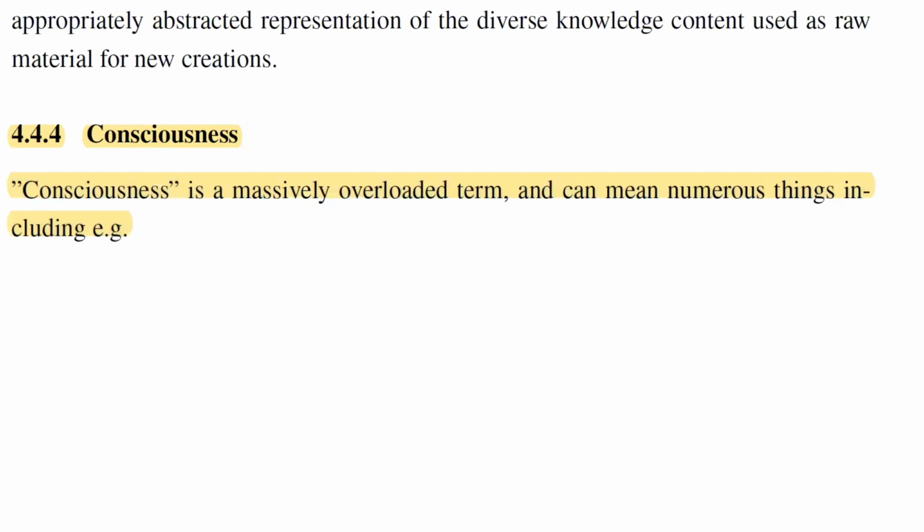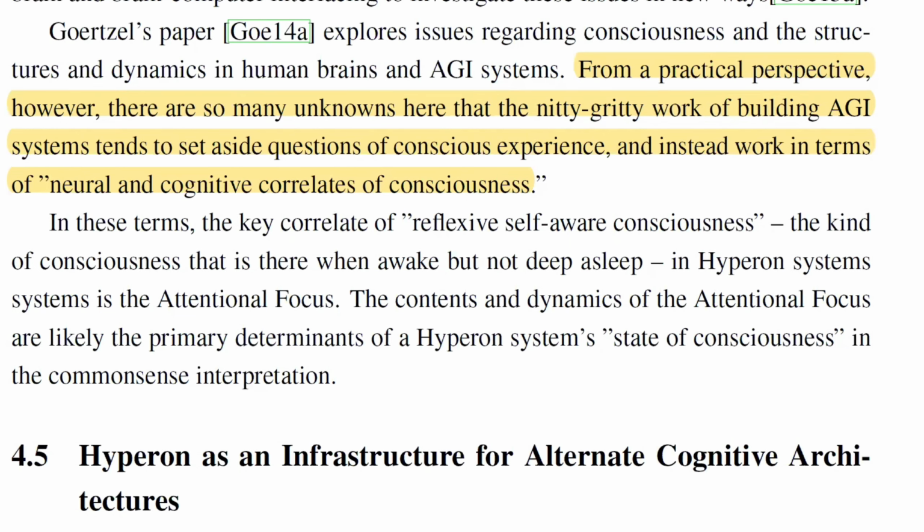consciousness, and the paper immediately moves on and states that consciousness is a massively overloaded term and can mean numerous things. So that being said, consciousness is a massive can of worms that we don't necessarily want to open here. Or as the paper states, from a practical perspective, however, there are so many unknowns here that the nitty-gritty work of building AGI systems tends to set aside questions of conscious experience and instead work in terms of neural and cognitive correlates of consciousness. Like this, the huge philosophical implications of consciousness don't need to be further discussed here, but instead we look at thinking and neural patterns that are similar to patterns in the human brain.